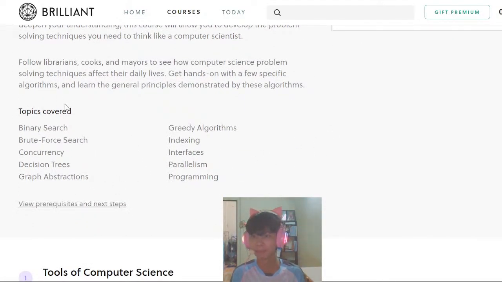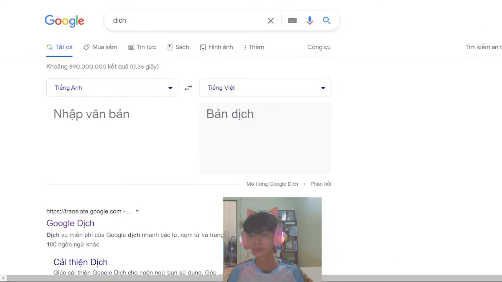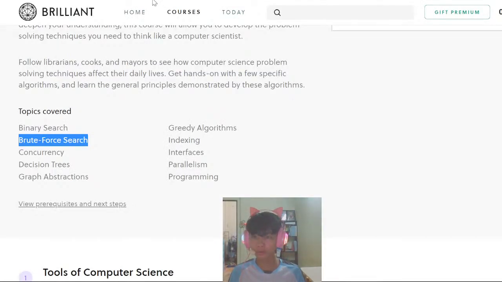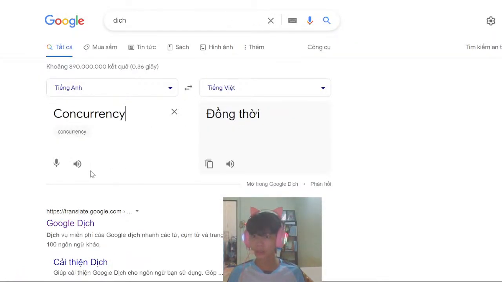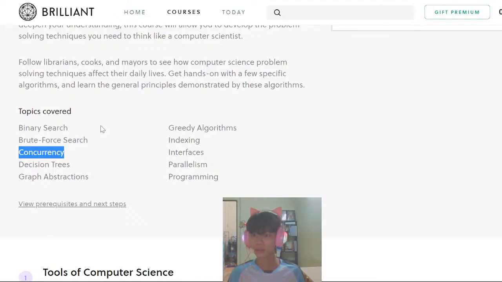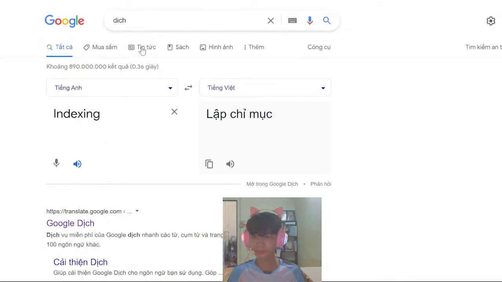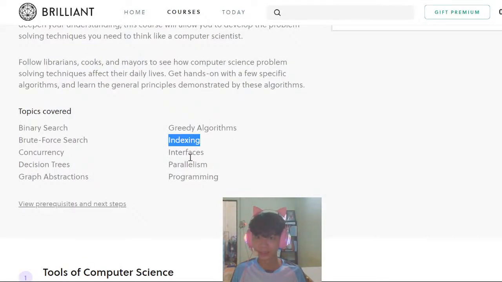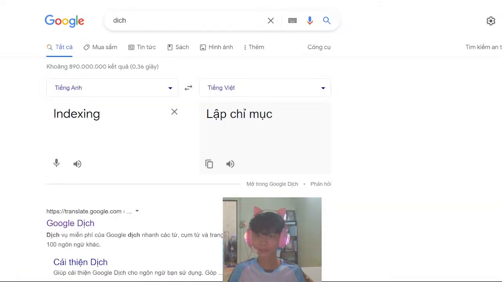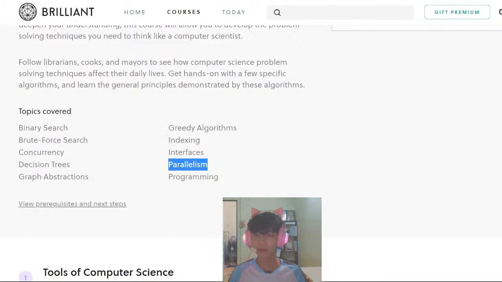So, topics covered: binary search, brute force search, concurrency, decision trees, graph abstractions, greedy algorithm, indexing, interface, parallelism, programming.